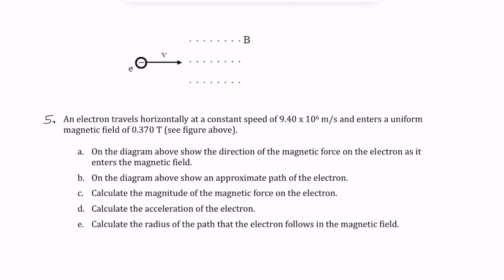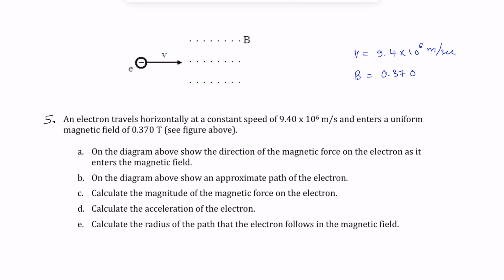An electron travels horizontally at a constant speed of 9.40 times 10 to the 6 meters per second and enters a uniform magnetic field of 0.370 Tesla. So speed is 9.4 times 10 to the 6 meters per second, and it enters a uniform magnetic field of 0.370 Tesla, which is into the page. Sometimes these things are given as this, sometimes it's just this. But when you're not sure, you can always ask.